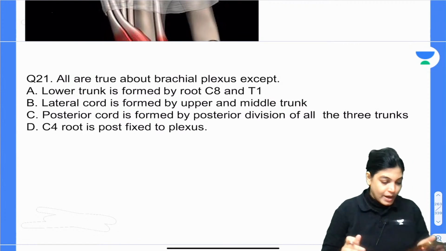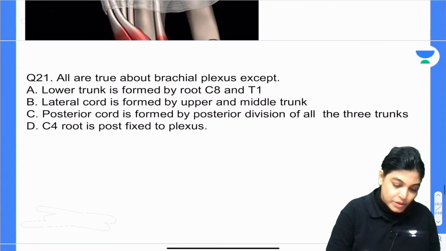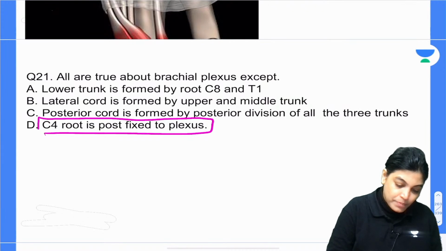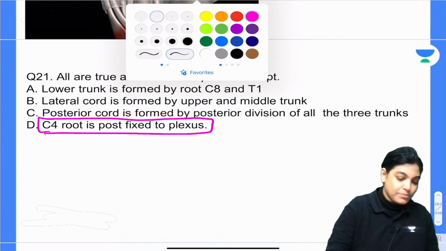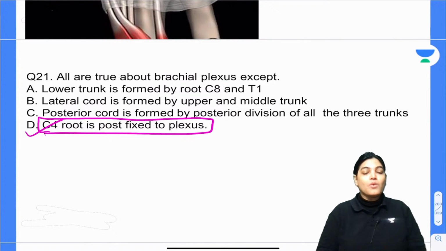Okay, my dear aspirants. I got an answer from Mohit D. Yes, absolutely correct, Mohit. C4 root is post fixed to the plexus is the wrong statement. Why is it wrong? Actually, we know that the formation of brachial plexus is by the ventral rami.